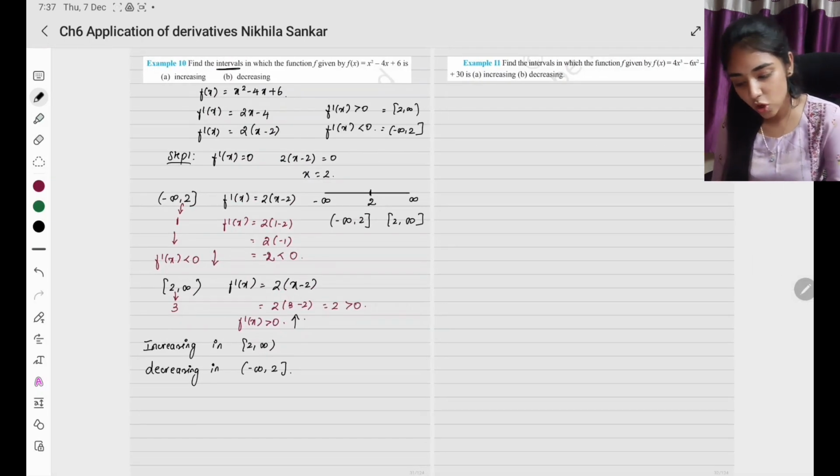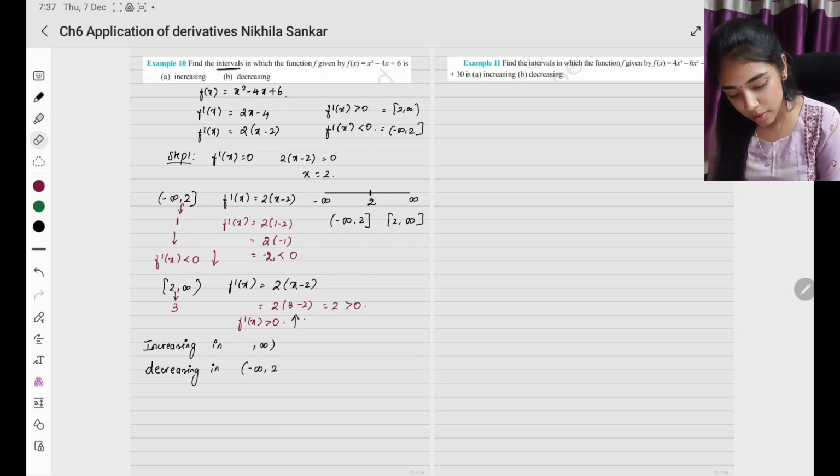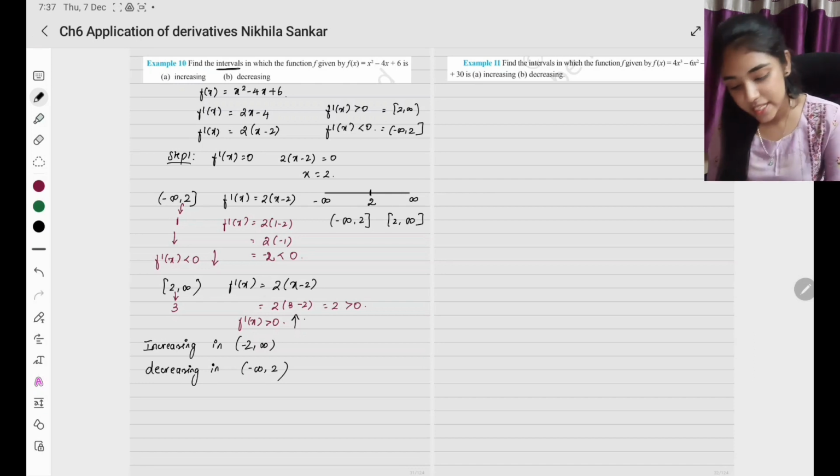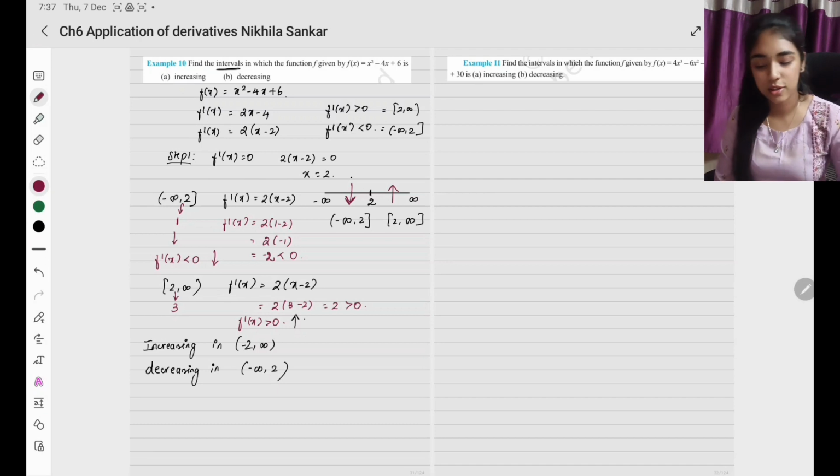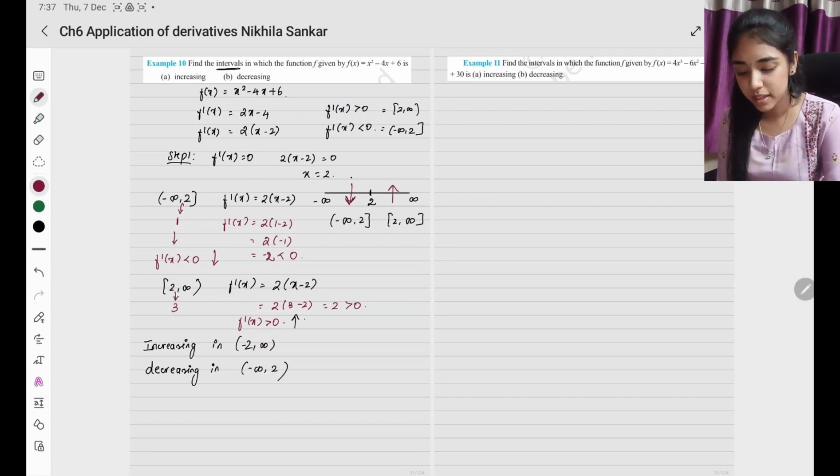Or you can write it in terms of normal brackets also, without the square bracket. So basically in the interval minus infinity to 2 the function is decreasing and here the function is increasing. Okay, please copy.